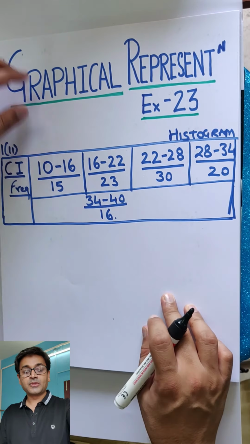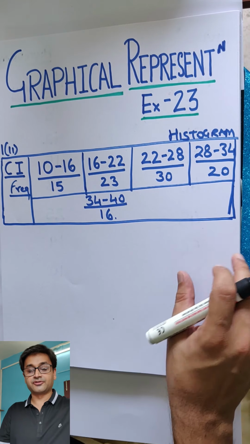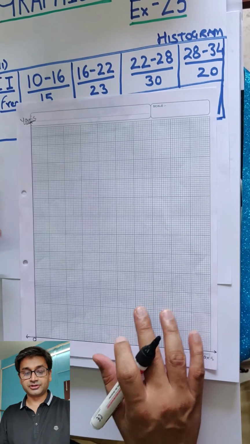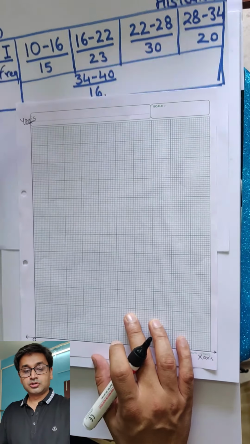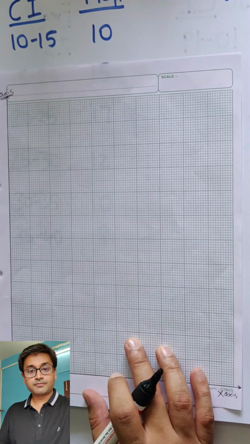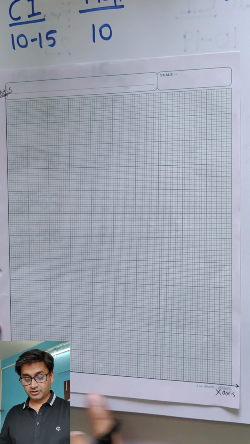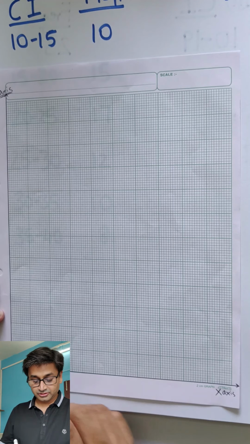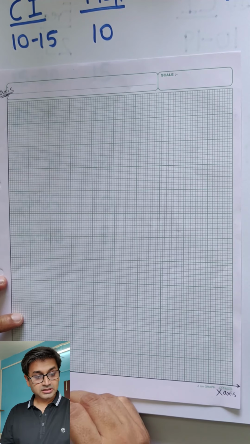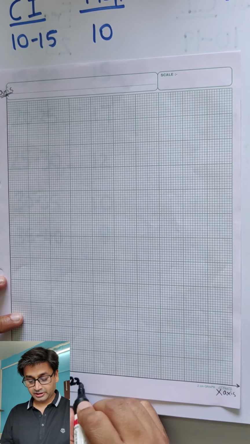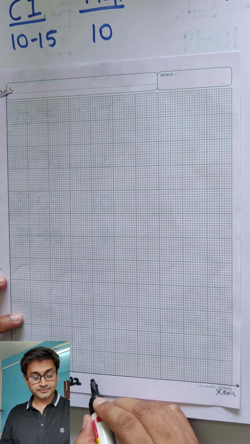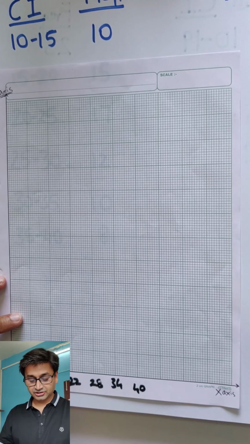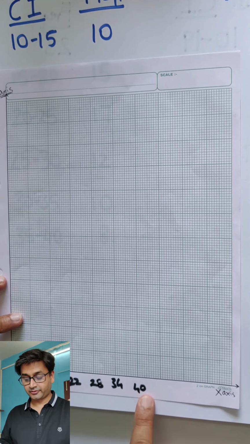So that's the data. Let's take this data and work it out on a graph sheet. So your x-axis is right over here with 0 and y-axis is the other side. So let's write the data over here. The first one I am writing 10, 16, 22, 28, 34 and 40. Let's recheck: 10, 16, 22, 28, 34, 40.